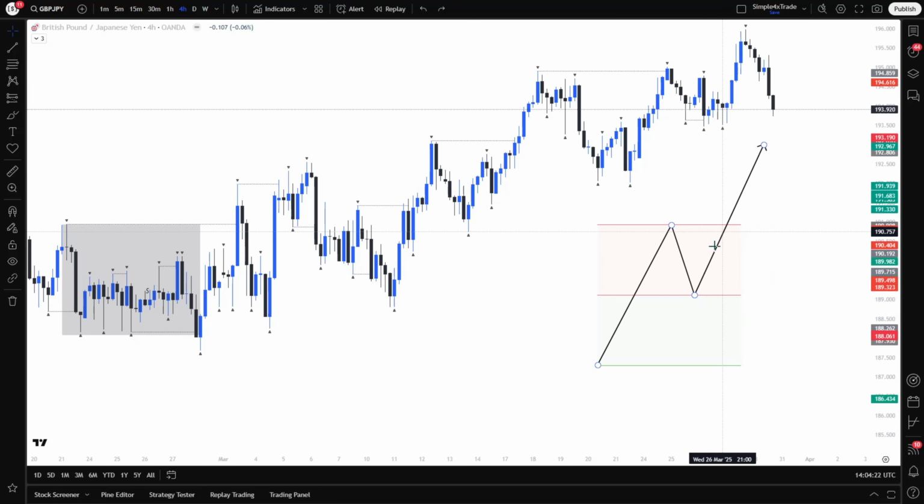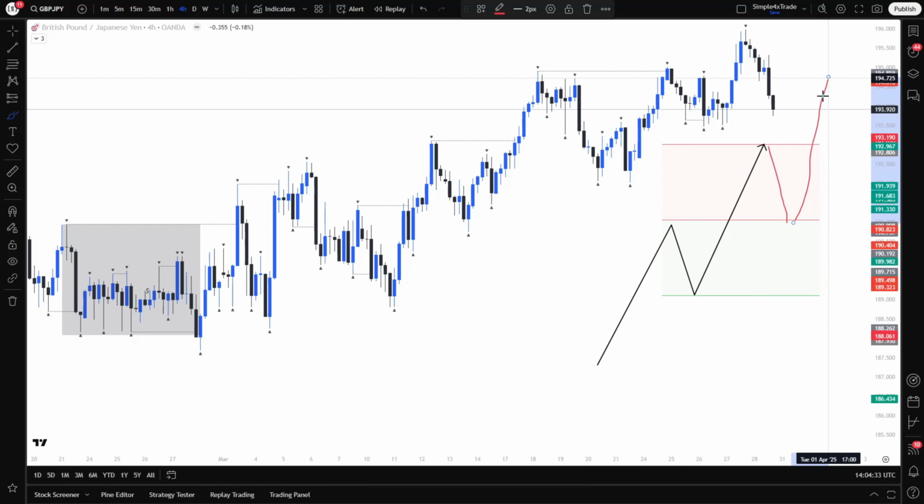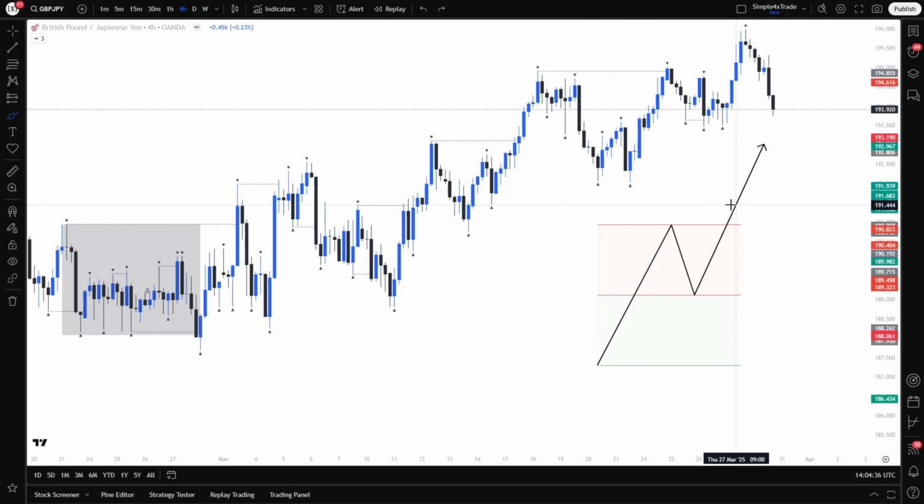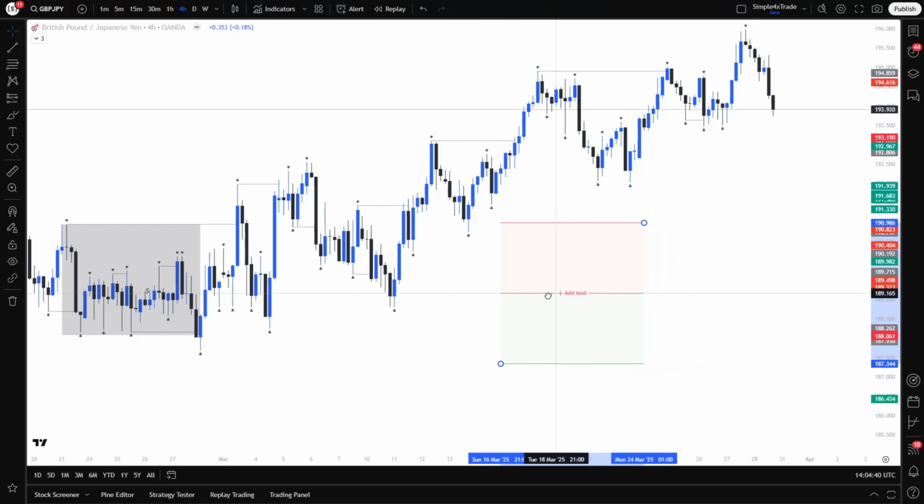When a new impulse breaks the previous high or low, we mark it the same way. Here we sell to the 50% level, and from the 50% level we buy. Let me show you a few examples on a real chart.